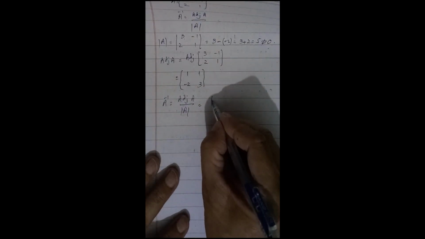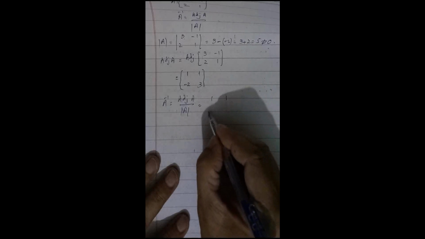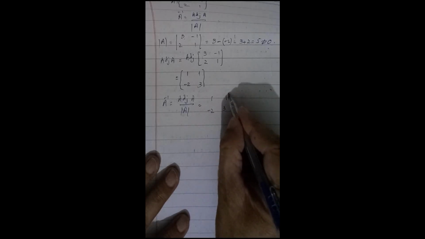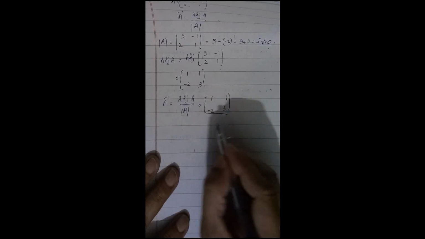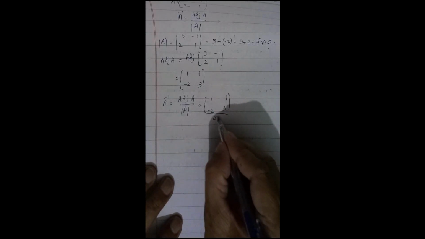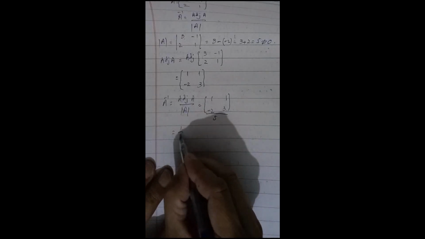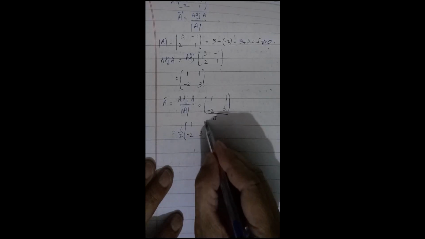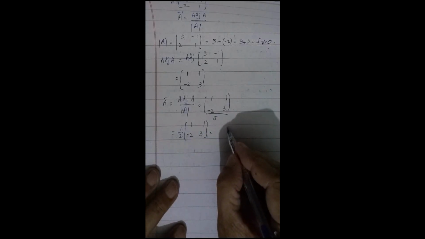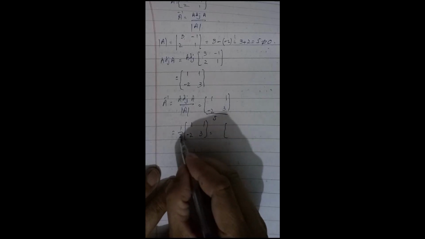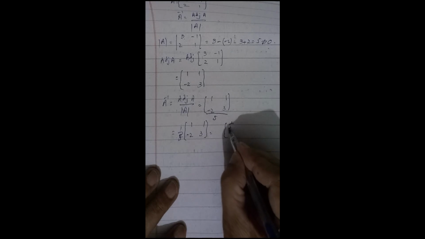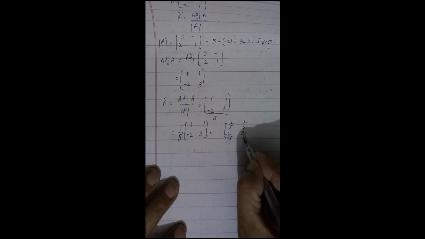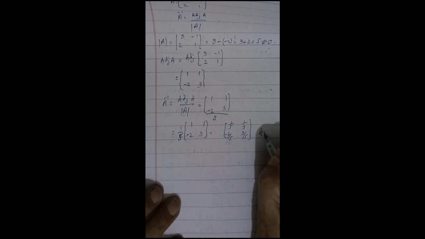Adjoint A is 1, 1, minus 2 and 3, over A determinant, which is 5, and we write it as 1 over 5 times 1, 1, minus 2 and 3. The answer is 1 over 5, 1 over 5, minus 2 over 5 and 3 over 5, and it is the inverse of A, which is part 1.